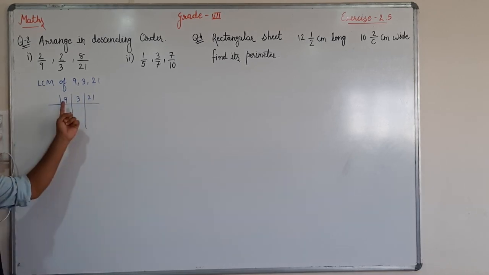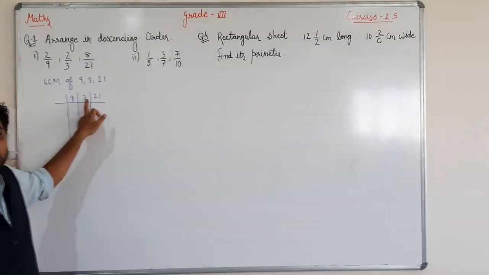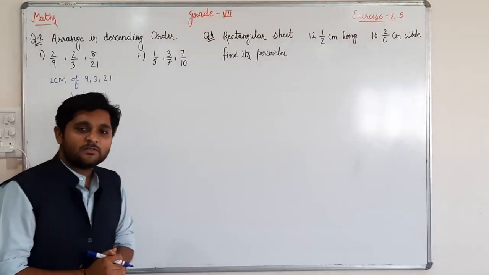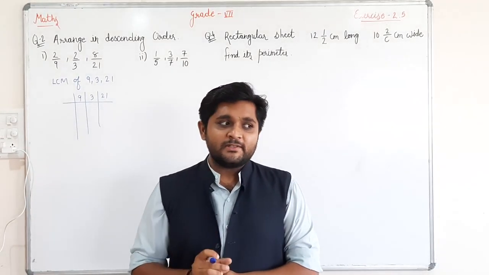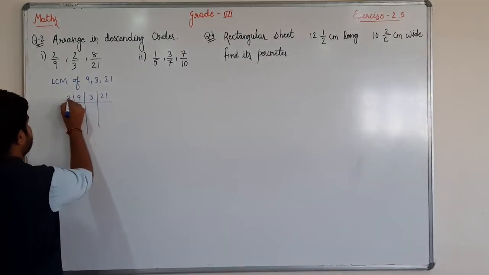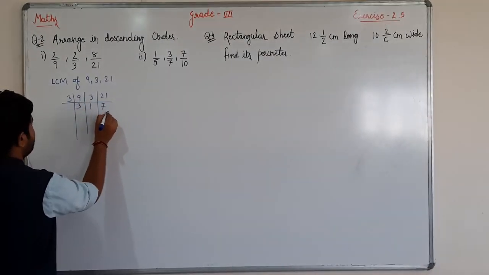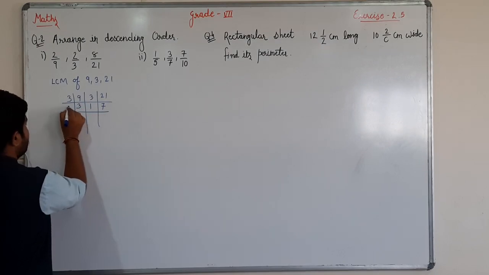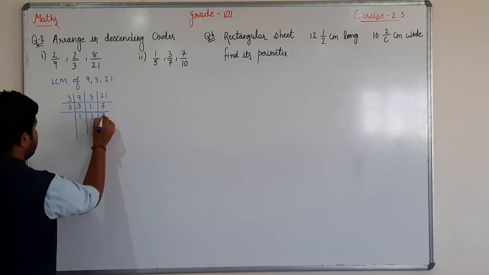First of all, 9 is there. 9 is divisible by 3. Here 3 is there. It is also divisible by 3, and 21 is also divisible by 3. From these three numbers, not one is divisible by 2. So let me directly divide by 3. 3 3s are 9, 3 1s are 3, 3 7s are 21. Now again divide by 3. 3 1s are 3, 1 as it is and 7 as it is.